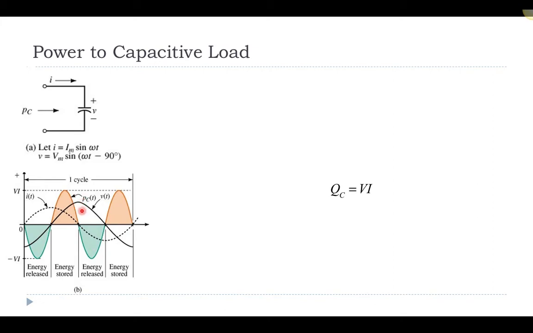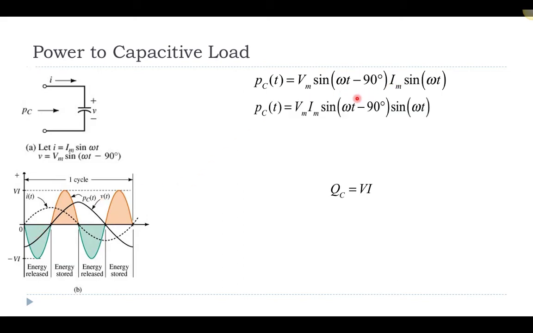If I go through the same process and I look at multiplying these two quantities together, I realize that there is energy that's released, and then energy that's stored, and then energy that's released, and then energy that's stored. But over one cycle, if you take the average of the power under the curve, you're going to have the same amount of positive as negative, and so they're going to cancel out, and you're going to get an average power of 0.